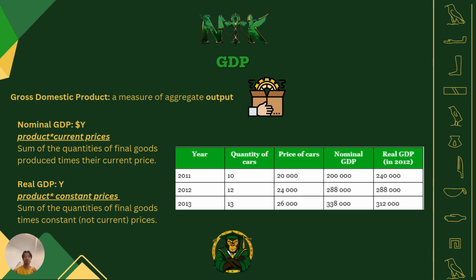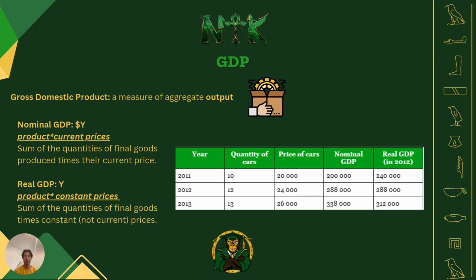Then we have two very important notions: nominal GDP and real GDP. So, nominal GDP is the product times the current prices. So, it's the sum of the quantities of final goods produced times their current prices. Let's take the example of the chart. Nominal GDP is 200,000 in 2011. So, it's the quantity of cars, 10, times the price of the cars, 20,000, and it will be the same for each year. Then we have the real GDP, which is the product times constant prices.